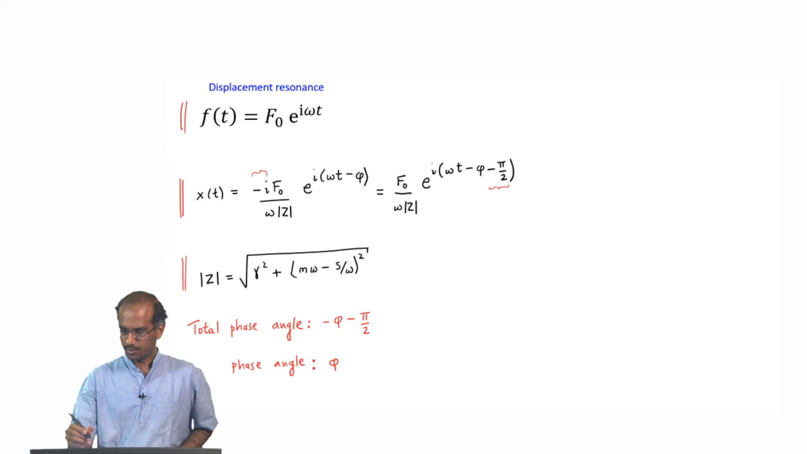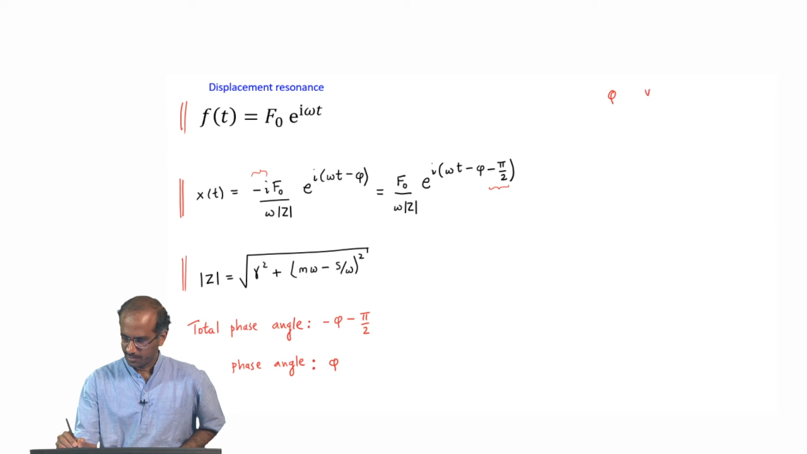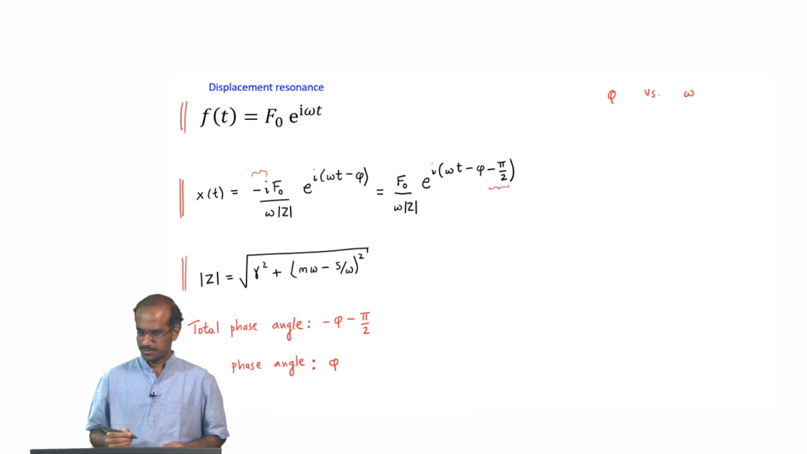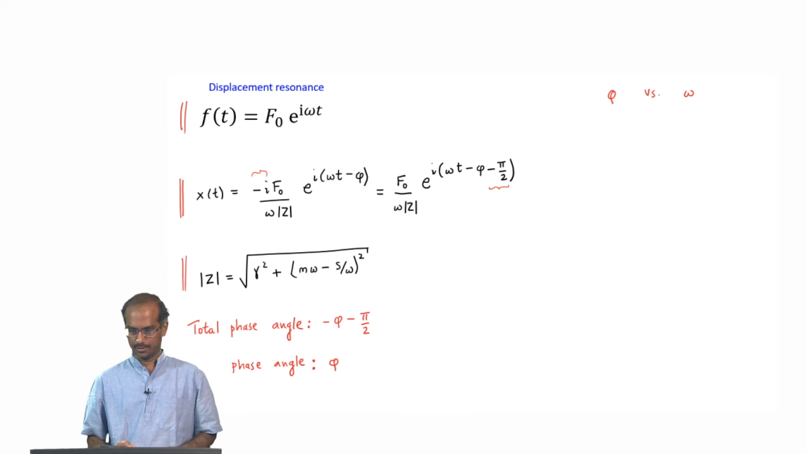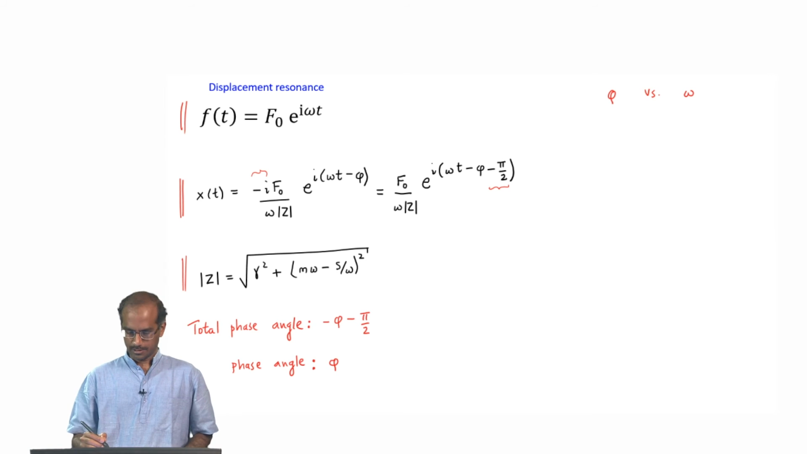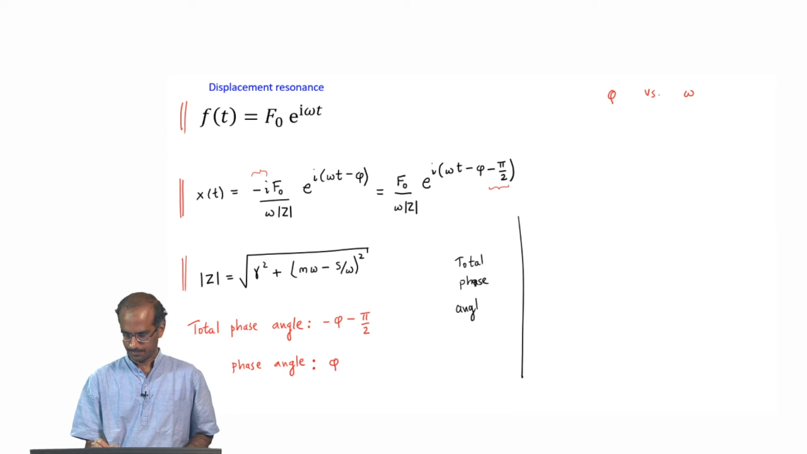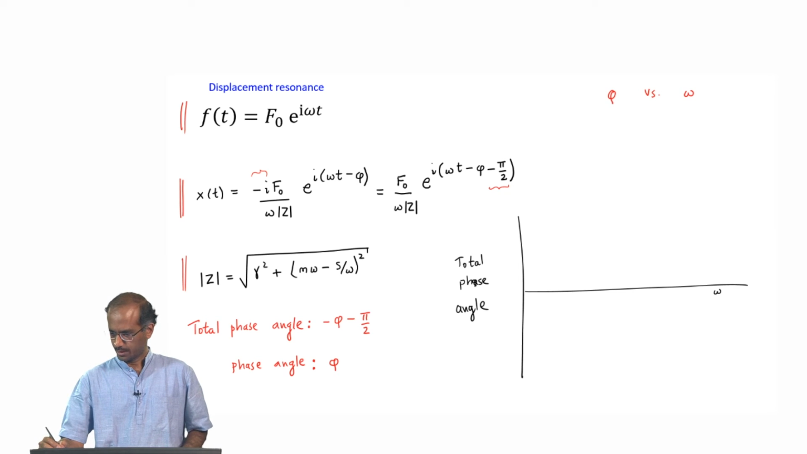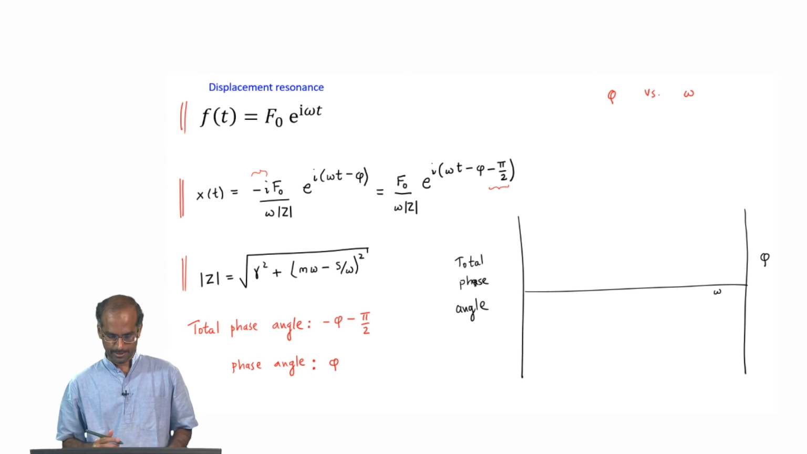Now, since we want to plot phi versus the angular frequency omega, let us first look at the range of these quantities. Let us sketch the total phase angle. Let me write it here, total phase angle. I am going to sketch this as a function of omega on the x axis, and I can also plot phi, just the phase angle, on the right hand side.